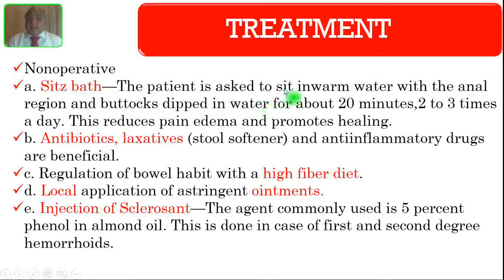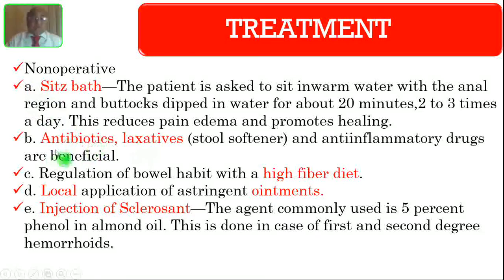The patient is asked to sit in warm water or lukewarm water with the anal region and buttocks dipped in the water for about 20 minutes, 2 to 3 times a day. This reduces the pain, edema, and this also promotes healing.